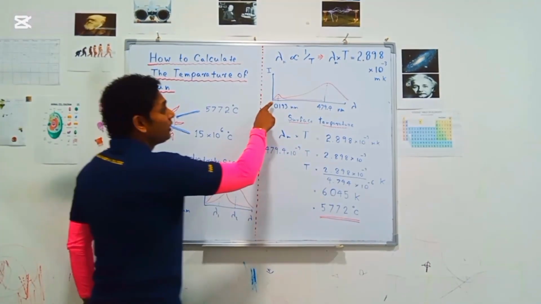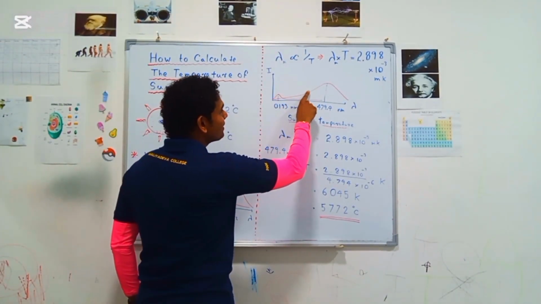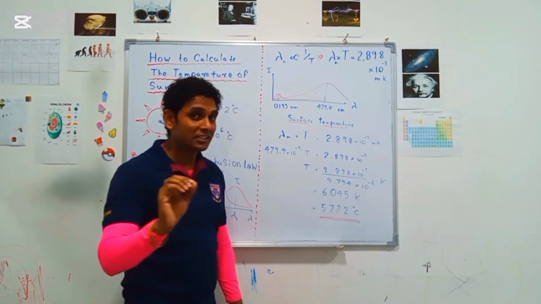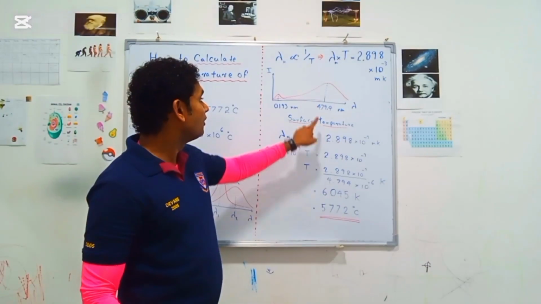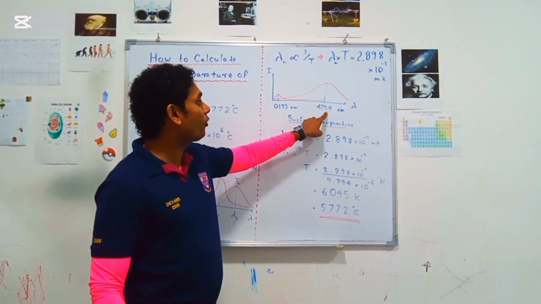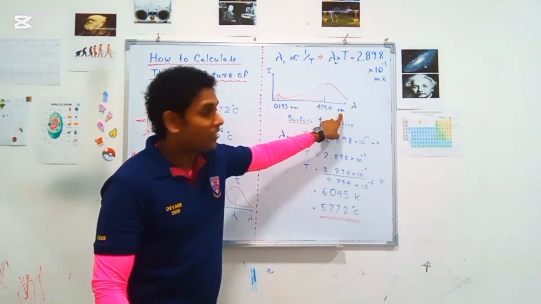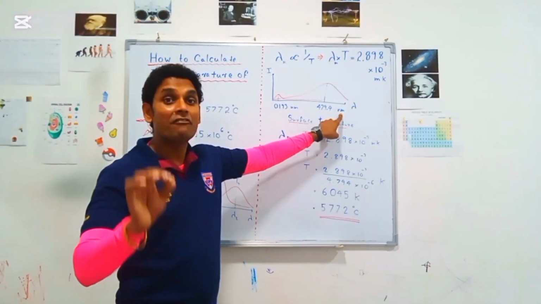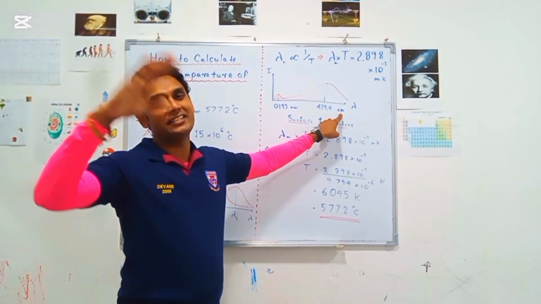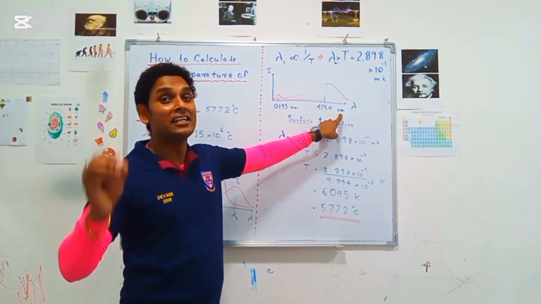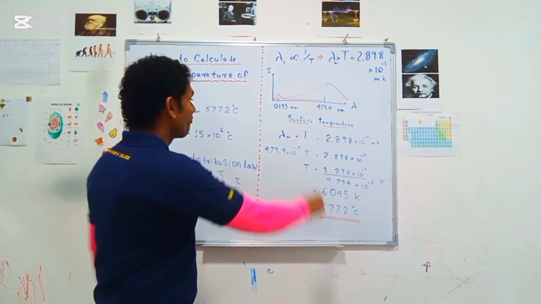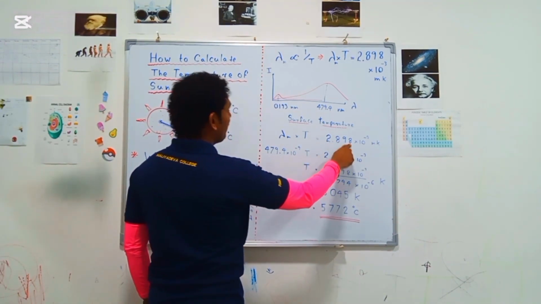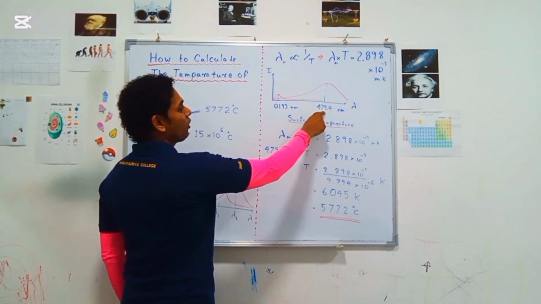Now, the highest intensity of this most significant spectrum is given by the wavelength 479.4 nanometers. That is the wavelength which shows the highest intensity. Now we are going to apply this wavelength in the equation: lambda max times T is equal to 2.898 times 10 to the power minus 3. Lambda max is in nanometers.